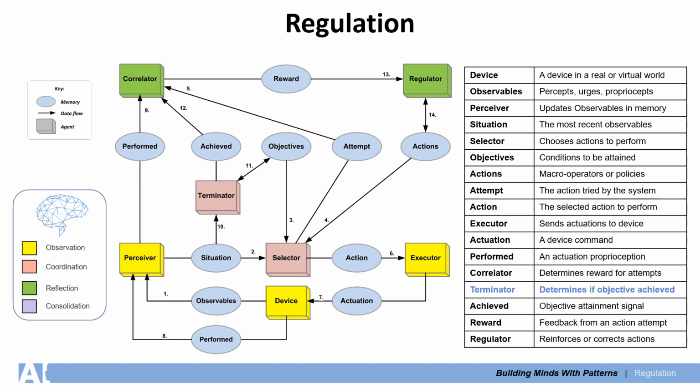A terminator determines if an objective has been achieved in the current situation. The terminator sends an objective achieved attainment signal to the correlator. The correlator then sends a reward to the regulator. A reward is feedback from the action attempt. Finally, a regulator reinforces or corrects actions based on the reward.